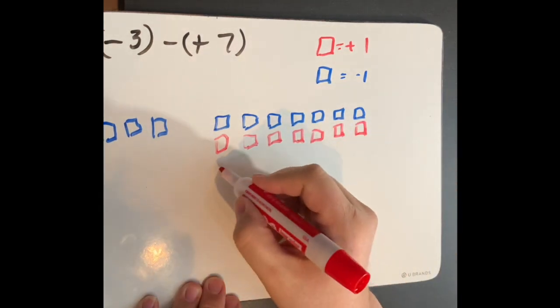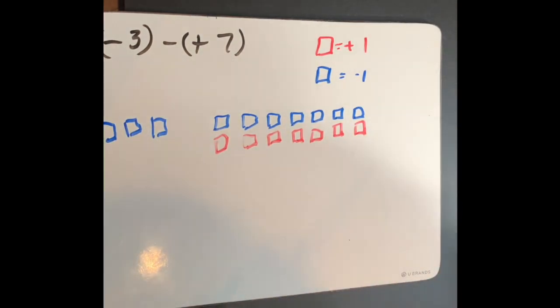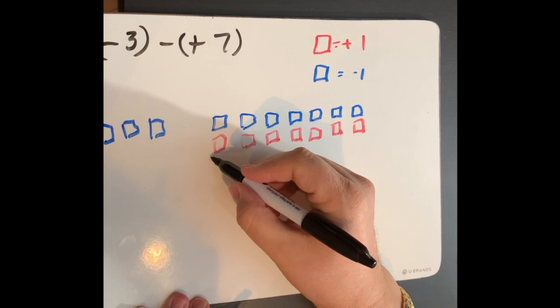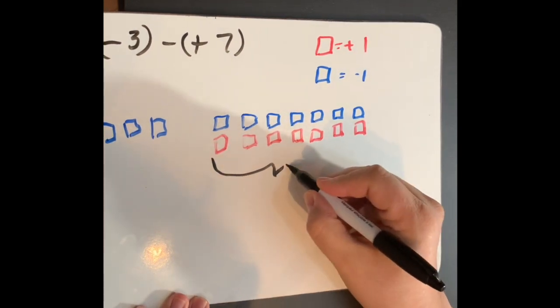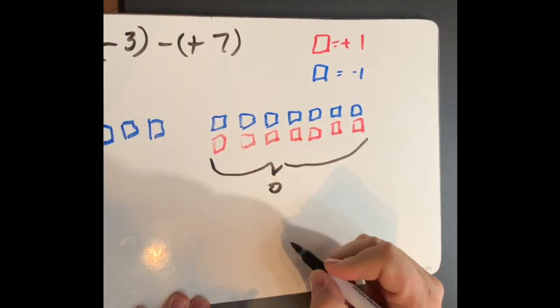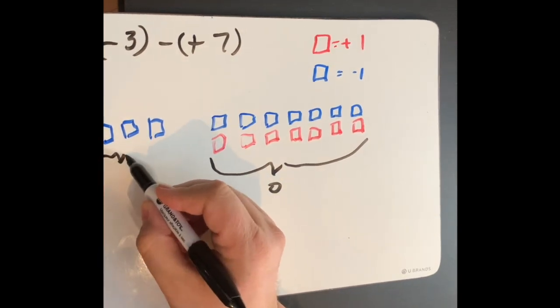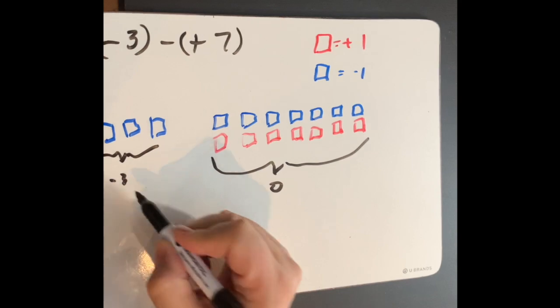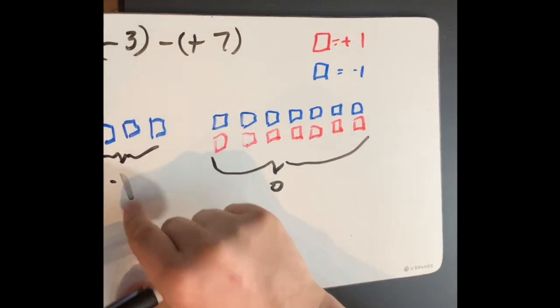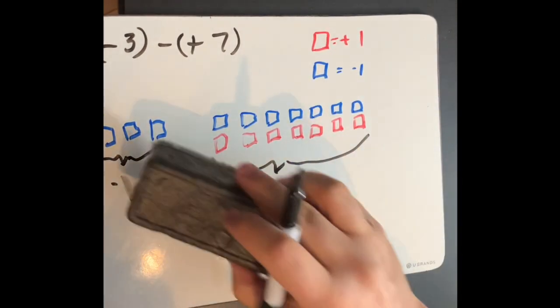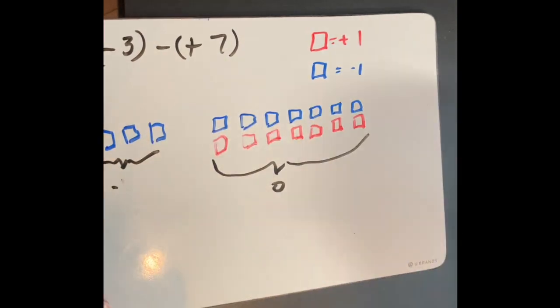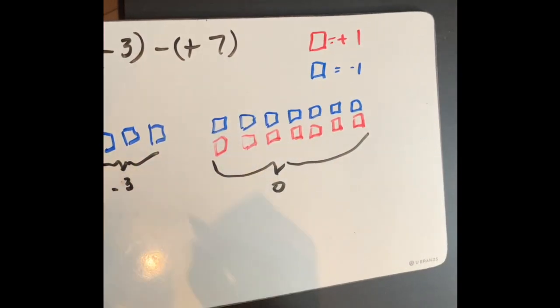So this whole section here has a value of 0. And then this section here has a value of -3. So nothing has actually changed. It's all exactly the same.